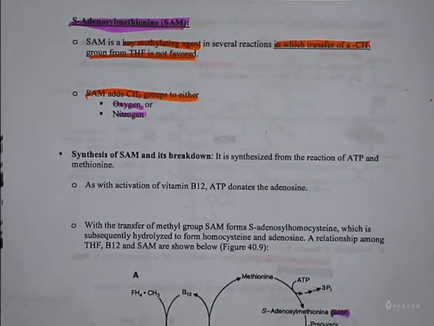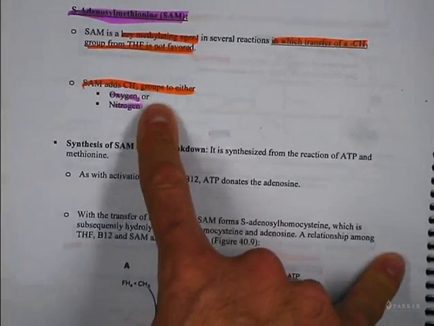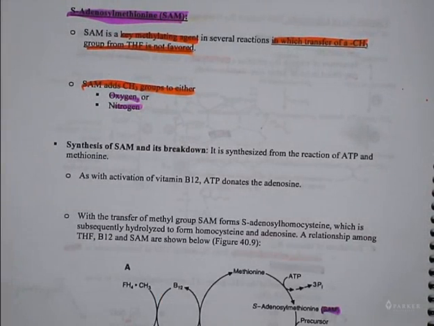S-adenosylmethionine. SAM is a methylating agent in several reactions that are not favorable from THF. What does that mean? If THF can't do it, SAM takes over. If THF can't do it, B12 takes over. These cover for when B12 can't do it. B12 is your primary one-carbon transfer, but if they can't do it, you've got to rely on someone else. So SAM takes over in a couple of different places. SAM adds CH3 groups to either oxygen or nitrogen. I would note that SAM will only add them to an oxygen or a nitrogen.